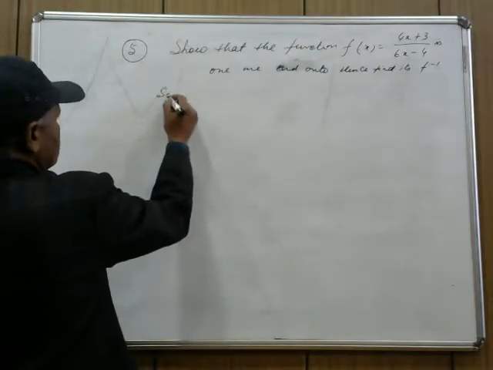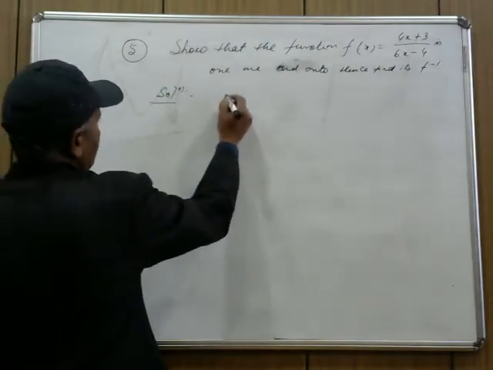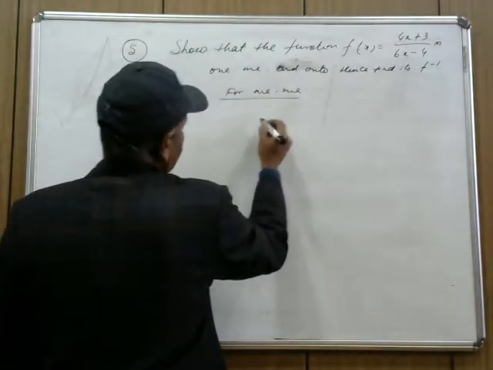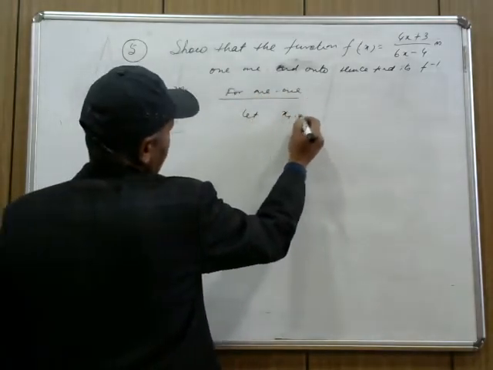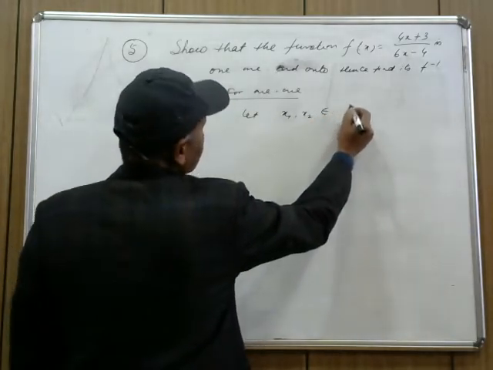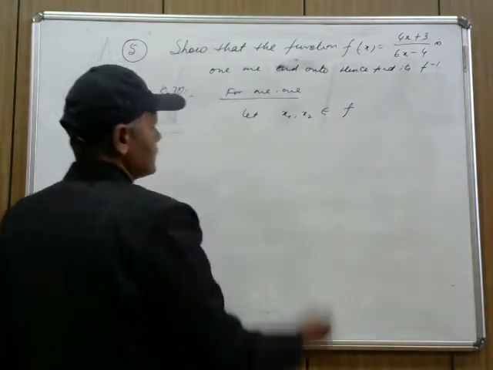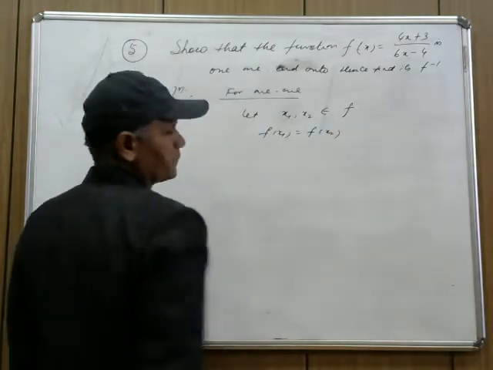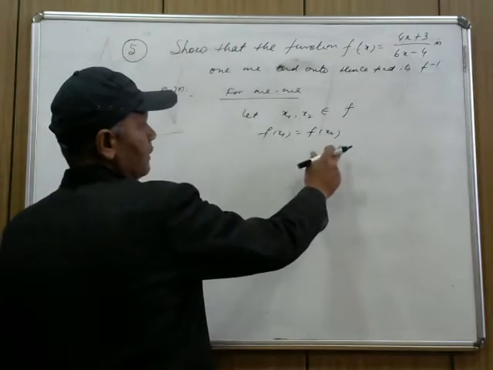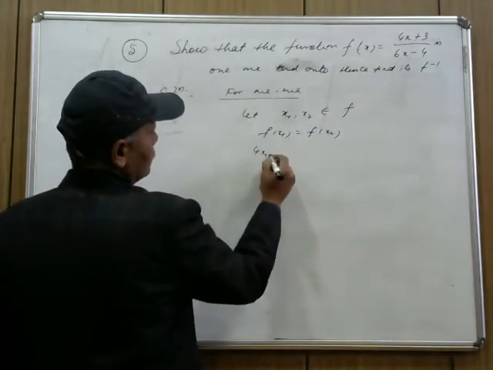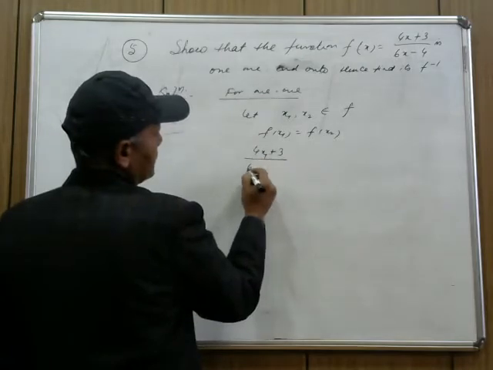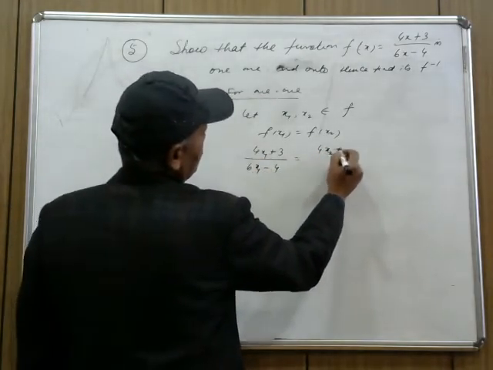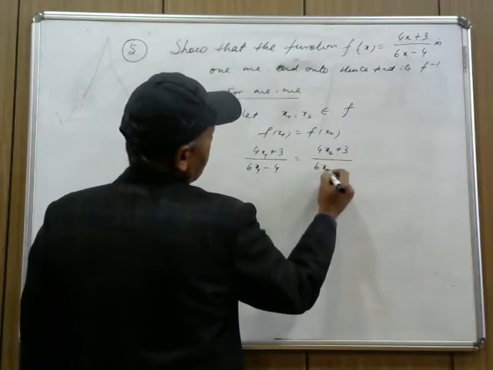Now you know that for one-one, let x1, x2 belong to the domain of the given function f such that f of x1 is equal to f of x2. Now f of x1 is equal to f of x2, that is what? 4x1 plus 3 upon 6x1 minus 4 is equal to 4x2 plus 3 upon 6x2 minus 4.